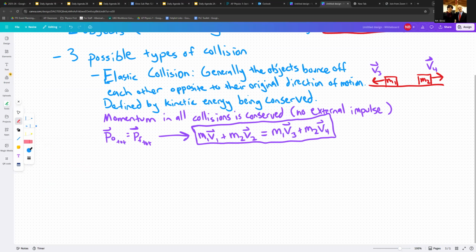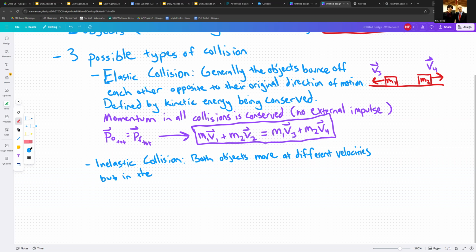We've also got inelastic collision. And for this one, as with the elastic, there's sort of a way to visually clue you in that it looks like it's going to be an inelastic collision, and that would be both objects move at different velocities, but in the same direction after the collision.